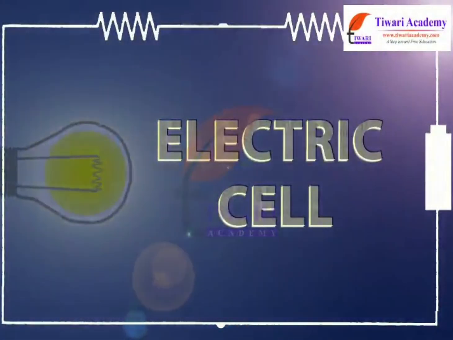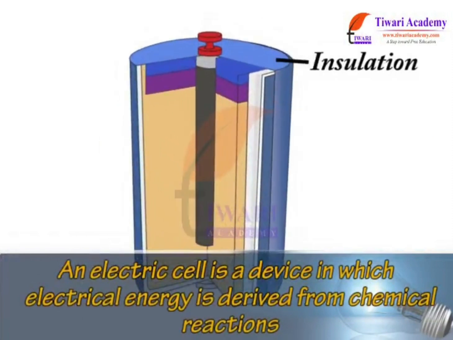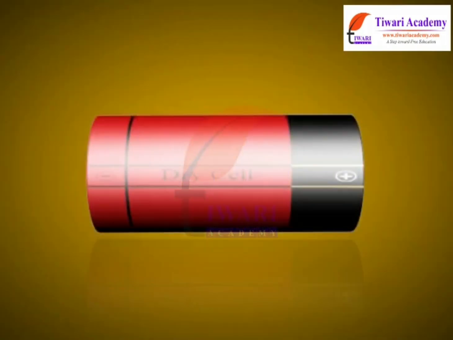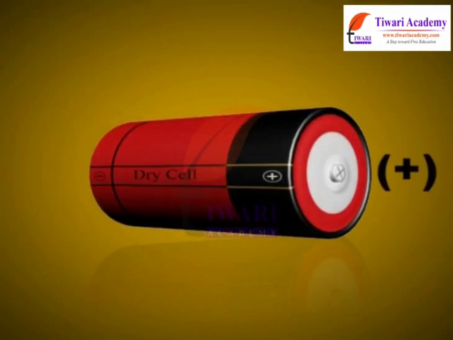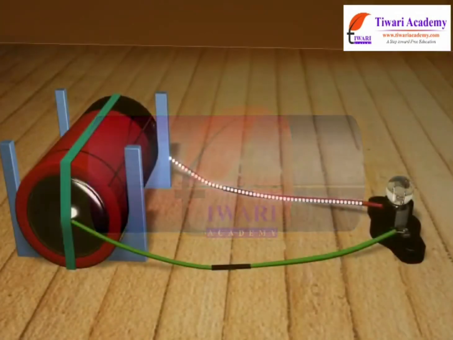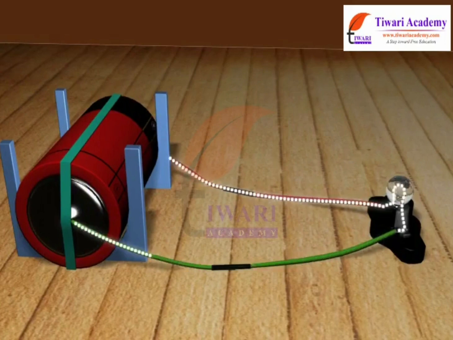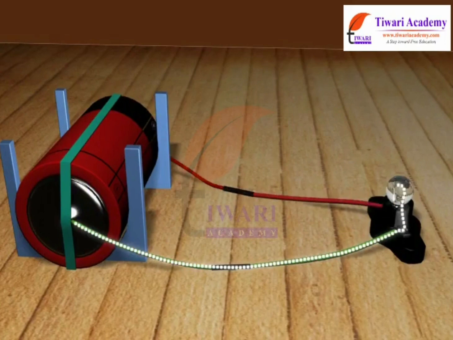Electric cell. An electric cell is a device in which electrical energy is derived from chemical reactions. A cell has two terminals marked positive and negative. An electric cell is capable of changing chemical energy into electricity.